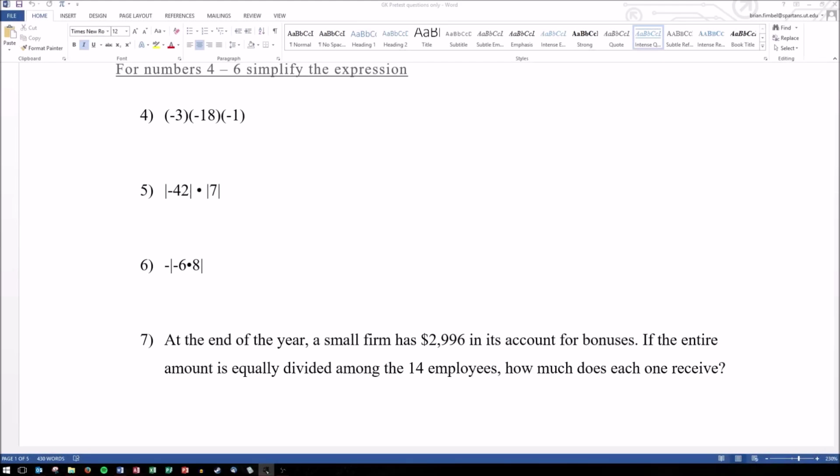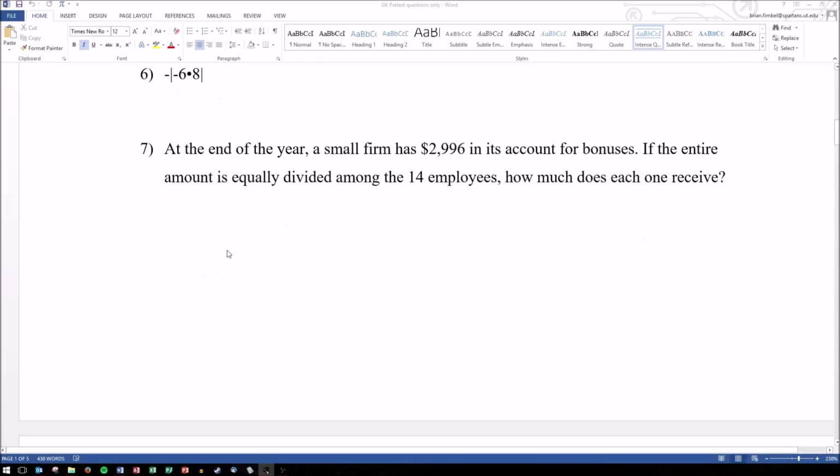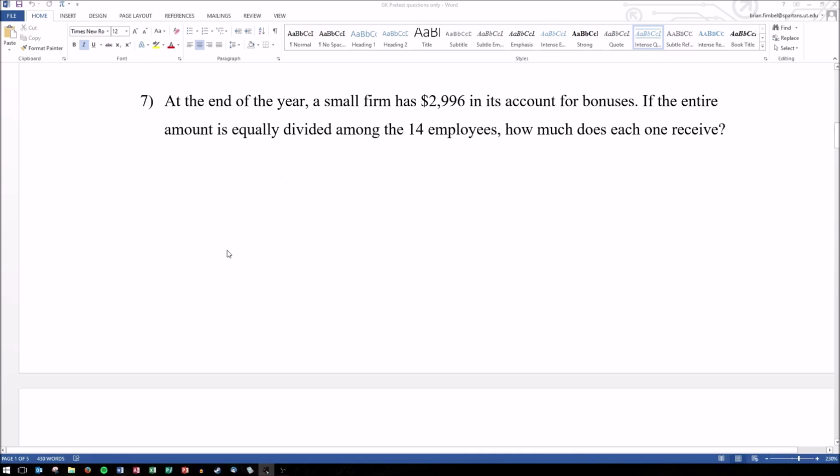Looks like we have a word problem coming up next. All right. At the end of the year, a small firm has $2,996 in its account for bonuses. The entire amount is equally divided among 14 employees. How much does each one receive? Well, this one's pretty easy and straightforward. We have some keywords here. $2,996.